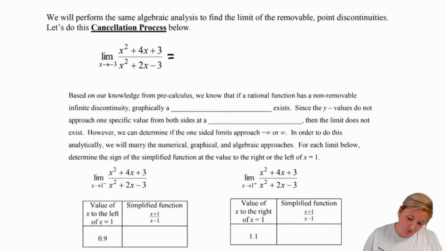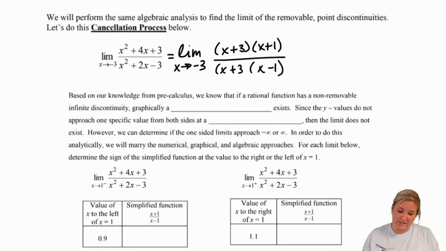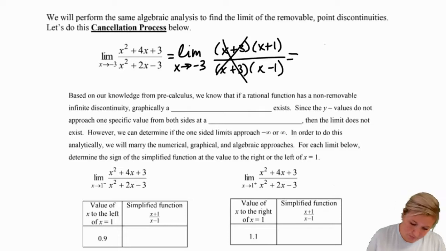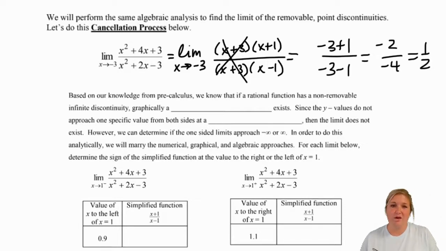If I were to factor both the top and the bottom, this would be the limit as x approaches negative 3. The top one, we're going to have x plus 3 times x plus 1, and then this is going to be divided by x plus 3 times x minus 1. You can see that x plus 3 is a common factor in both of those, and that's why you have a discontinuity. Then you could plug in from here. This would be negative 3 plus 1 divided by negative 3 minus 1, which is negative 2 over negative 4, which is a positive 1/2. That's why the limit we just looked at on the graph is 1/2, from that factoring piece.